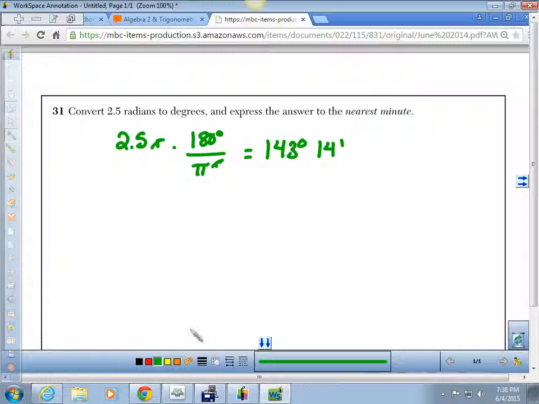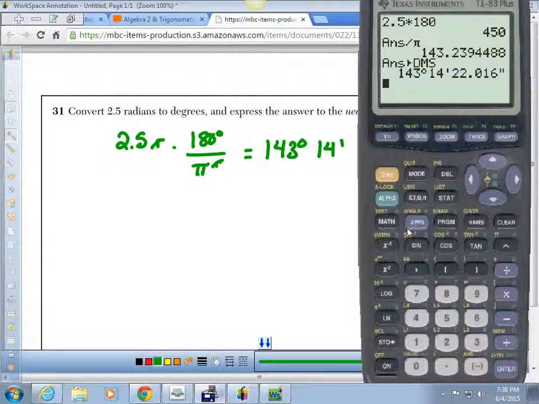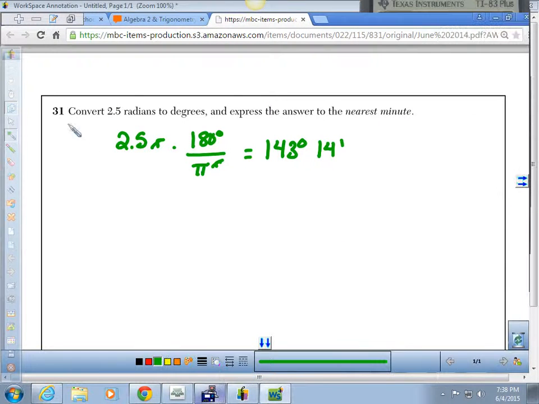Okay, so that angle menu, second apps, gives us our degrees, minutes, and seconds conversions. It's been asked quite often on the last few Regents. Instead of to the nearest tenth of a degree or to the nearest degree, they'll ask to the nearest minute. So that's something you want to be aware of. It would only be a 1-point error on this one. If you had the 143.2394488, obviously it's a correct answer, it's just not in the form that they want it, so you would have lost a point on that one.